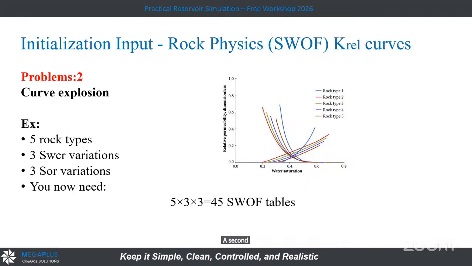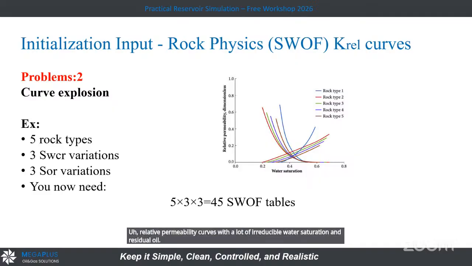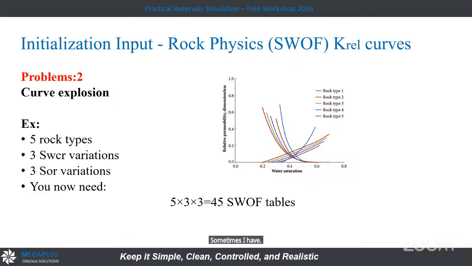A second problem that we will face before the rock physics insert is something called curve exclusion. What if I have relative permeability curves done from the same field, from many wells where I took cores and went to the lab, and I found very different rock types, and I have a lot of relative permeability curves with a lot of different irreducible water saturation and residual oil. Sometimes it's conventional to find that I have many rock types in my field.